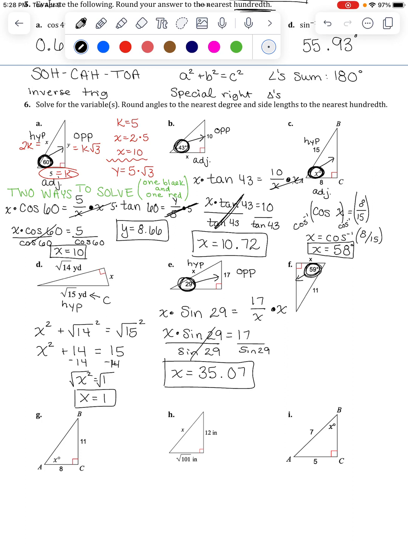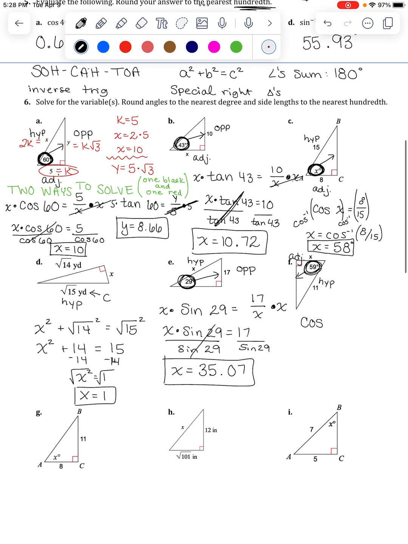F is also mixing sides and angles. There is my angle of reference. That's the opposite. This is across from the right angle, the hypotenuse, which means this must be the adjacent. Adjacent and hypotenuse, I'm using cosine. Cosine of the angle equals the adjacent divided by the hypotenuse.